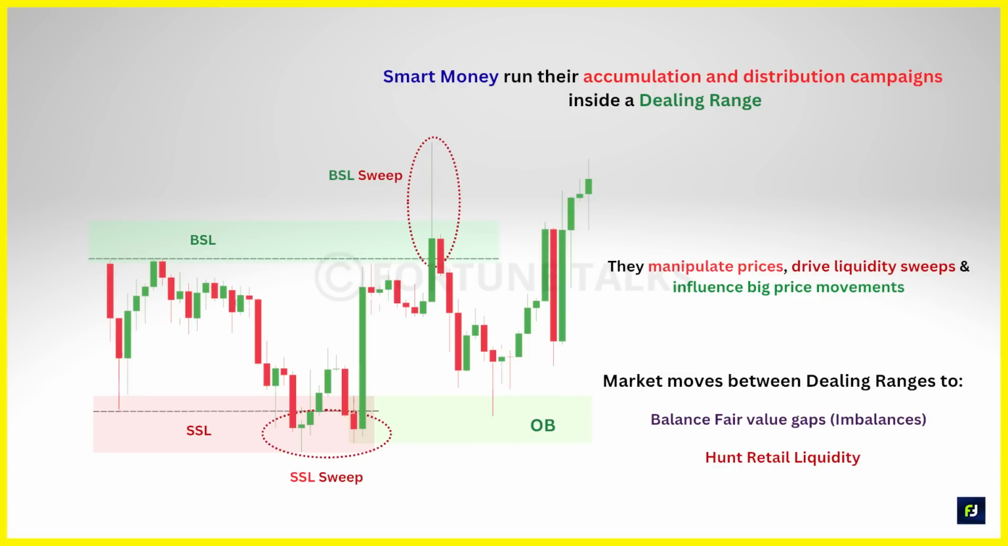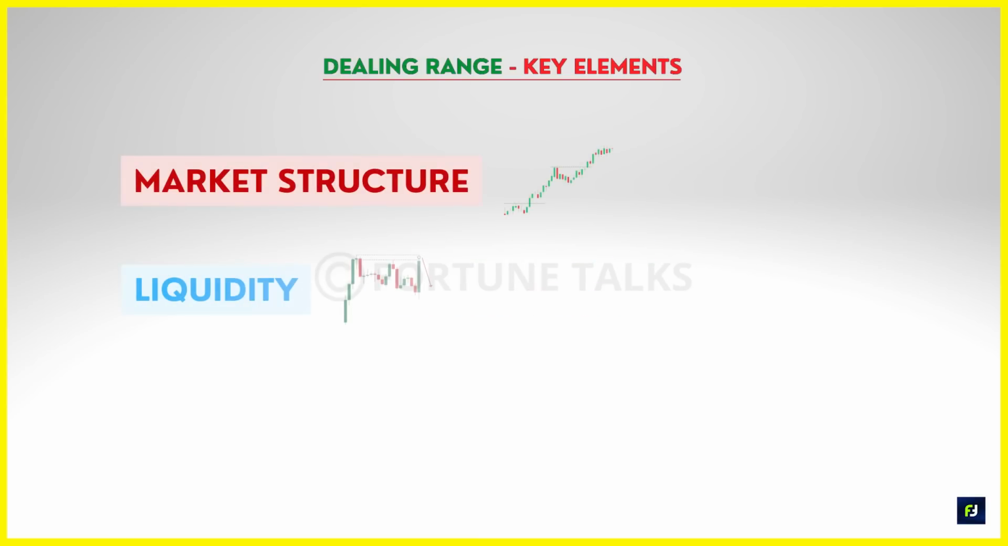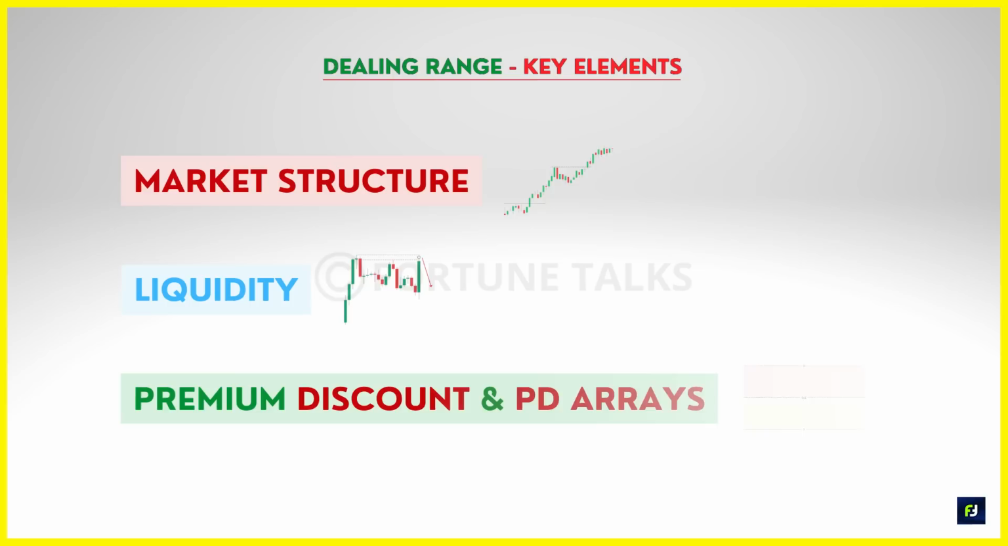These smart money institutions are aimed at building positions at specific levels of premium and discount zones of a dealing range. We will come to this concept soon enough. Now, to better understand a dealing range, mastering the following elements is critical. These include the market structure, liquidity, and premium and discount arrays or PD arrays. I have extensively covered all these topics in the previous season of the SMC course. I suggest you go back and watch them to brush up your memory.